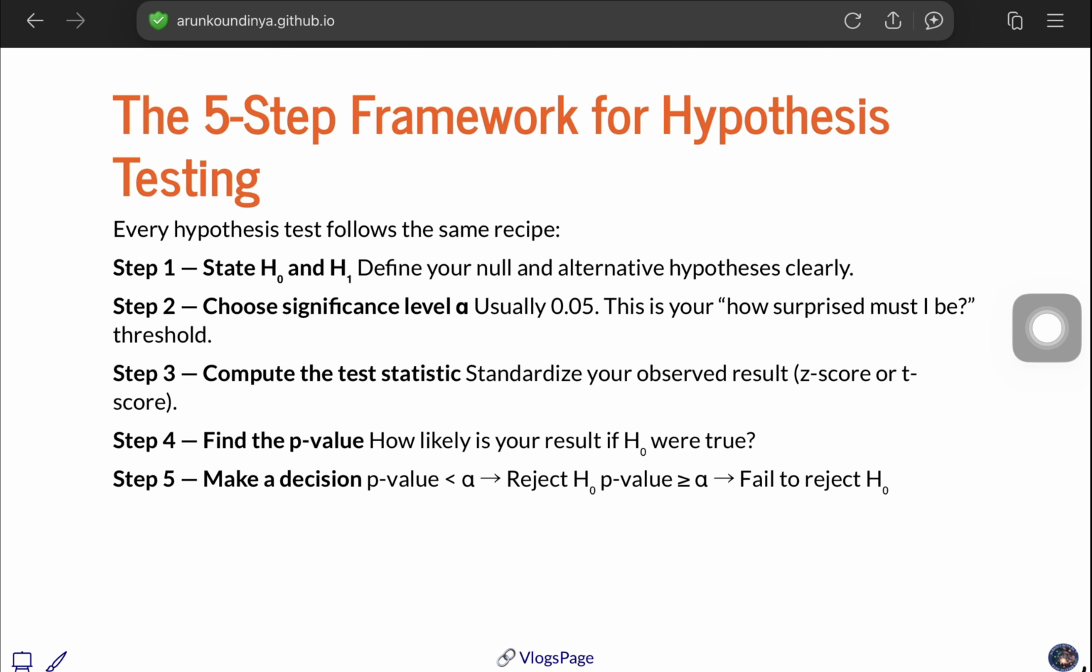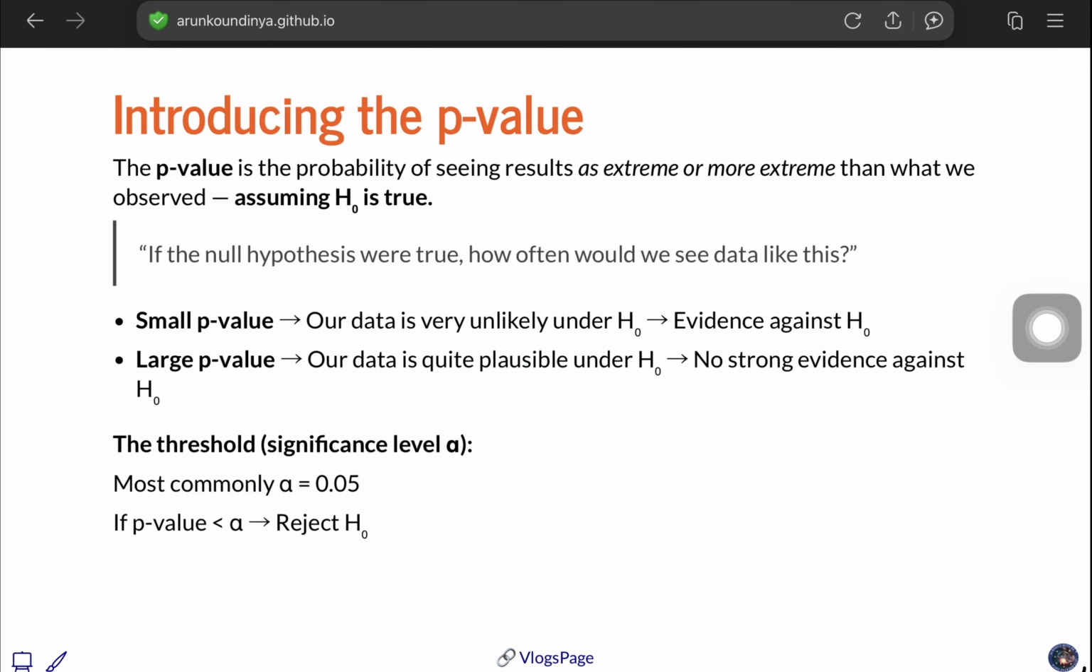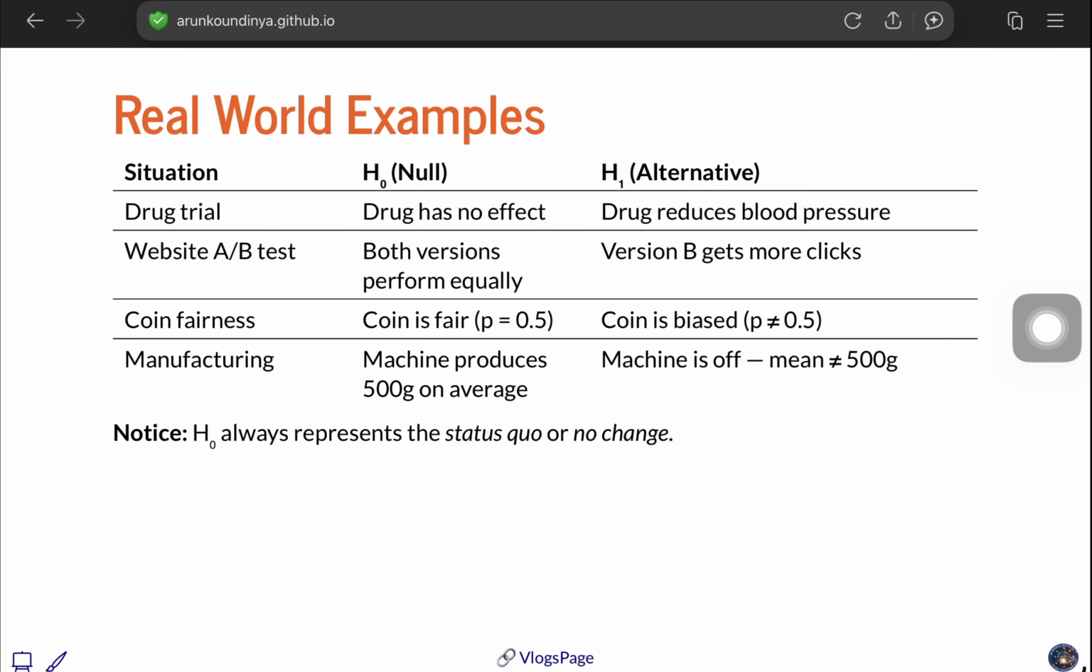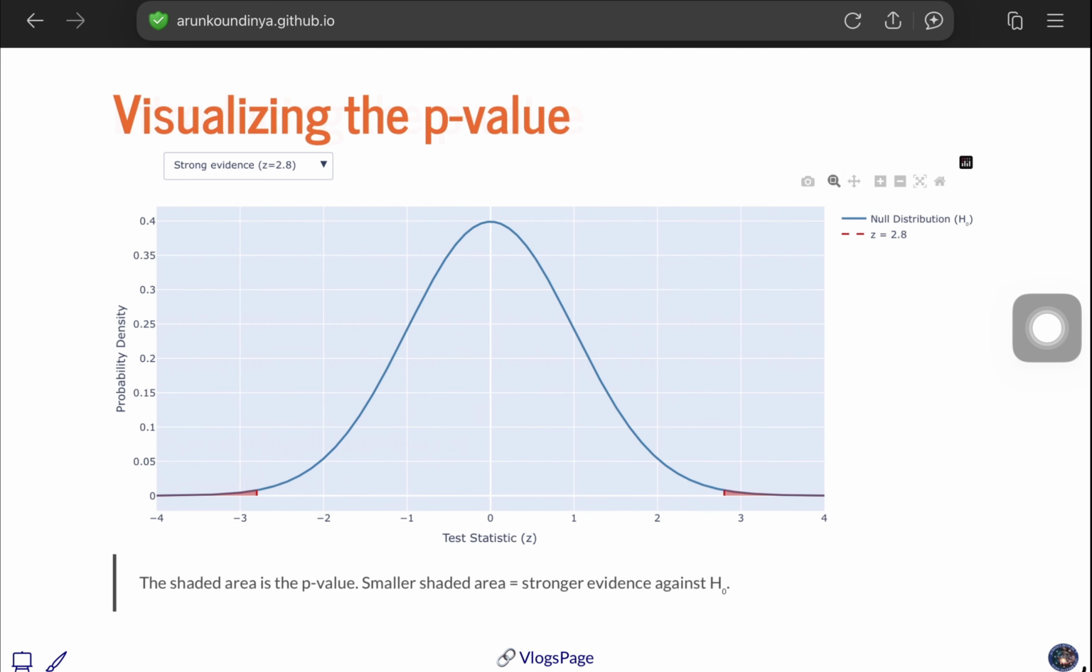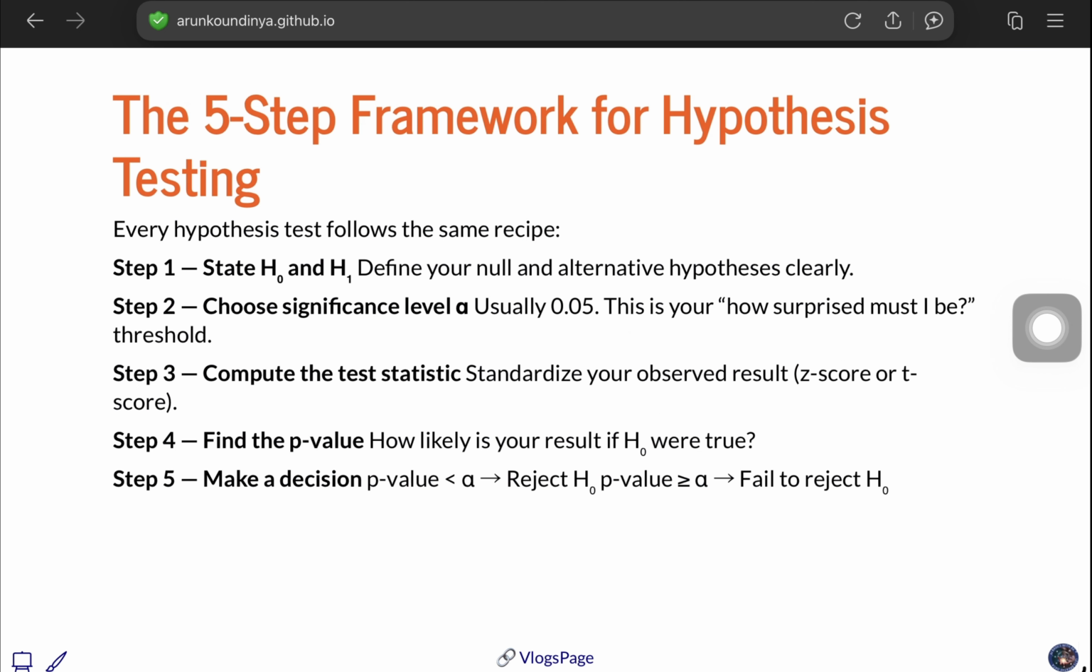So let's go back through the 5-step framework of hypothesis testing. First, we define H0 and H1, which is what we have seen here: the drug has no effect, or the drug has an effect to reduce blood pressure. That's the fundamental decision we take in step 1. Step 2 is choosing the significance level. How surprised must I be? Usually it is 0.05. Step 3 is to compute the test statistic. Either Z-score or T-score is fine.